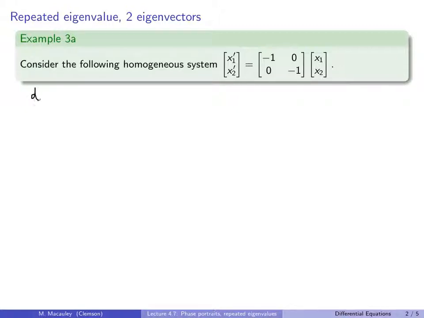So let's compute the eigenvalues and eigenvectors. So that's this determinant, negative 1 minus lambda, 0, 0, negative 1 minus lambda. And so this is 1 plus lambda squared equals 0, so it's easy to see that lambda 1 and lambda 2 are both negative 1, so we have a repeated eigenvalue. This is a case where we're going to have more than one eigenvector, and let's check.